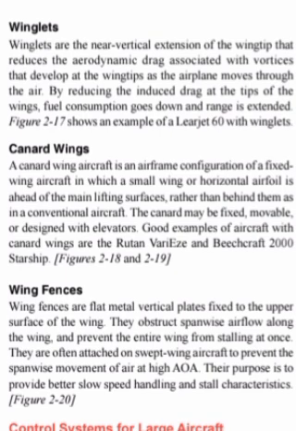Wing fences. Wing fences are flat metal vertical plates fixed to the upper surface of the wing. They obstruct spanwise airflow along the wing and prevent the entire wing from stalling at once. They are often attached on swept-wing aircraft to prevent the spanwise movement of air at high angle of attack. Their purpose is to provide better slow speed handling and stall characteristics.